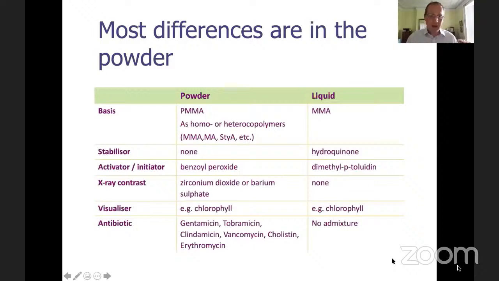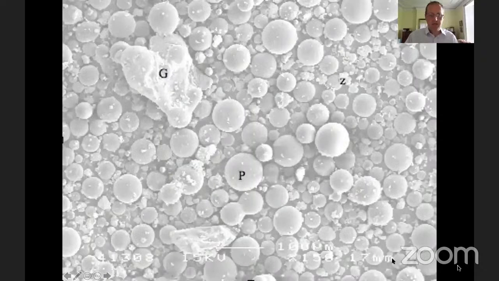Particularly in the powder is where the differences are present, and it's things such as the X-ray contrast, whether it's zirconium or barium, or whether there are antibiotics in there, or colorants to help distinguish it from the bone. And if, such as in my research for my MD, you look at it on a molecular level, you can get scanning EM images to show you your polymers, which is, as you see there, you've got a crystal of gentamicin antibiotic there up towards the left, and the radiopacifier zirconium oxide there as well.